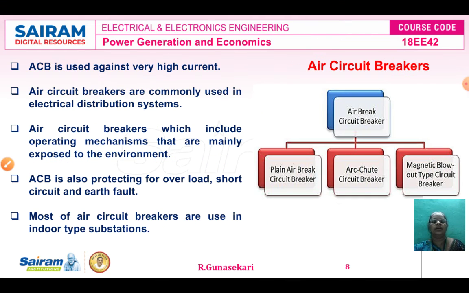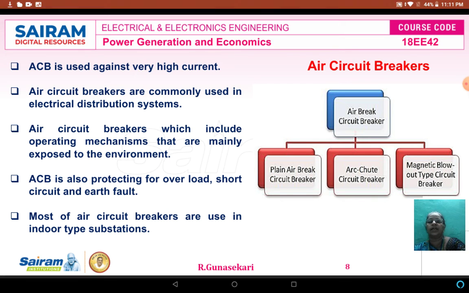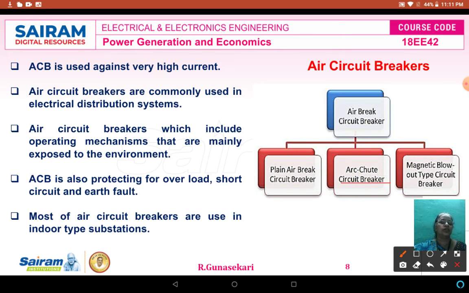Okay. Now the air blast circuit breaker, what is it? Air brake and air blast, both are the same. The air blast circuit breaker is classified into plain air brake circuit breaker, arc chute circuit breaker, and magnetic blowout type circuit breaker. The air circuit breaker is used against very high current. The air circuit breaker is used in electrical distribution systems.